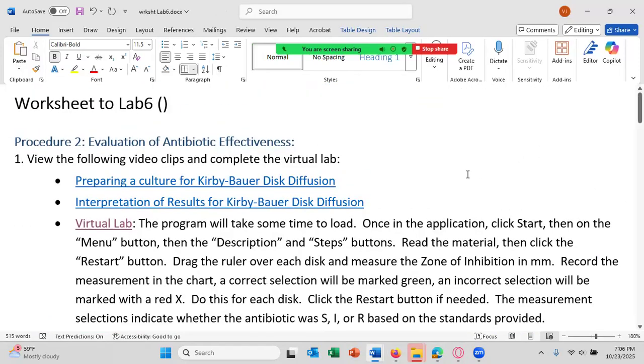The worksheet for Lab 6 has a procedure for evaluating antibiotic effectiveness. So view the following video clips. We have a video on preparing a culture for the Kirby-Bauer diffusion test, and then another video on interpretation of the results for the Kirby-Bauer diffusion test. So go ahead and see those videos. Then click on the link for the virtual lab.